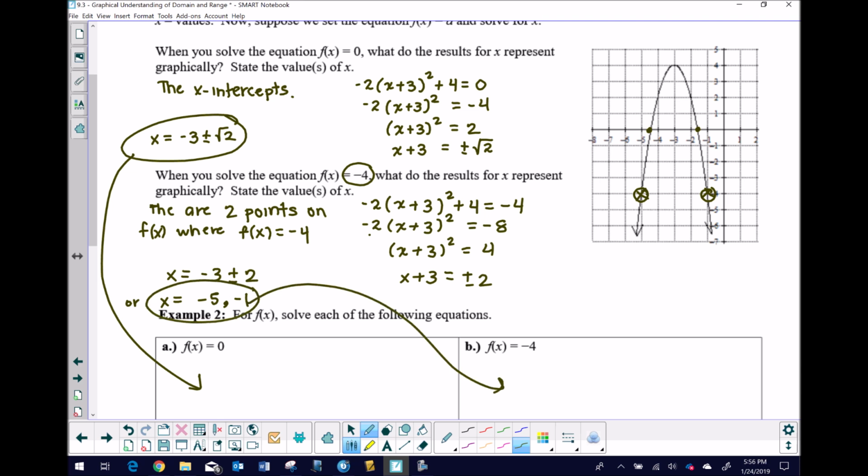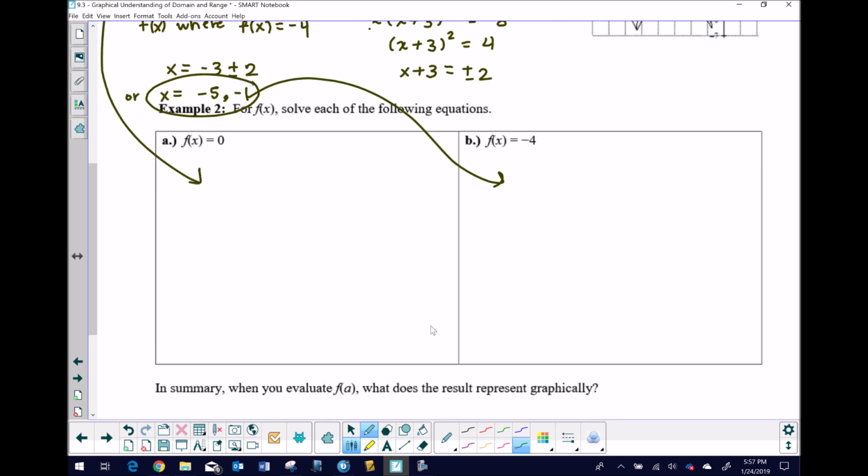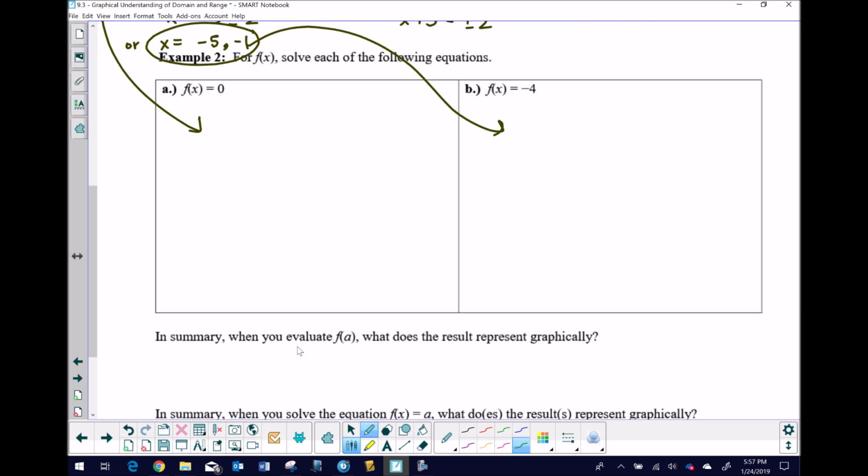But when we get to the next video, examples 3 and 4, I think, really go into a lot more detail and show you a little bit more about what's going to be expected when you guys are working on the homework. So in summary, when you evaluate f of a, what does the result mean graphically?